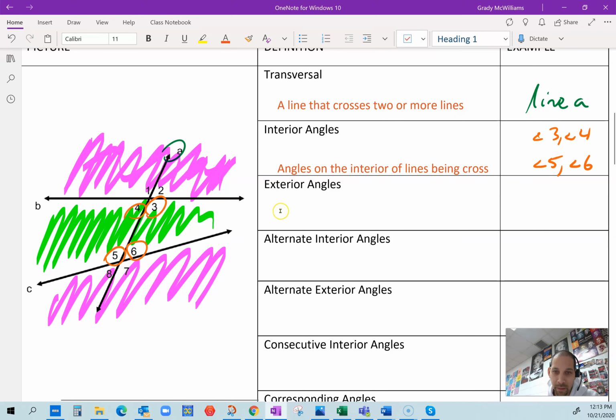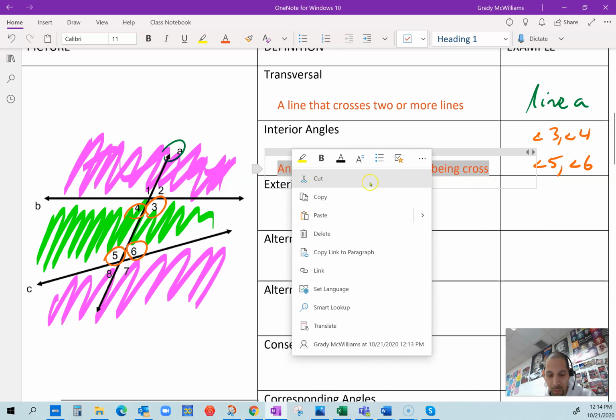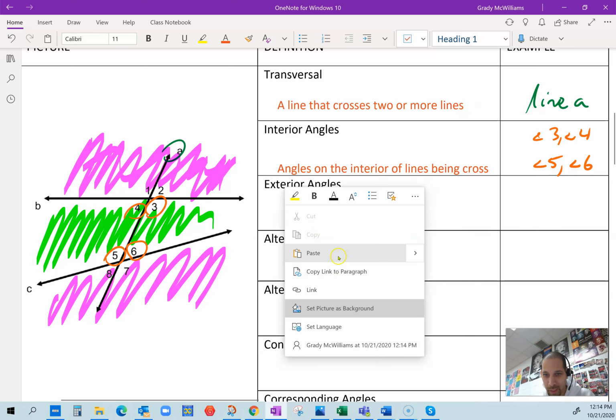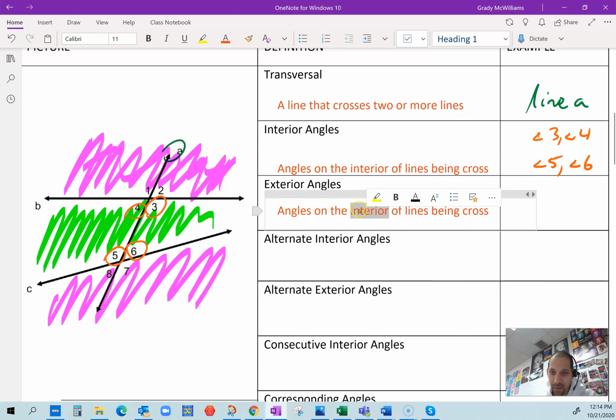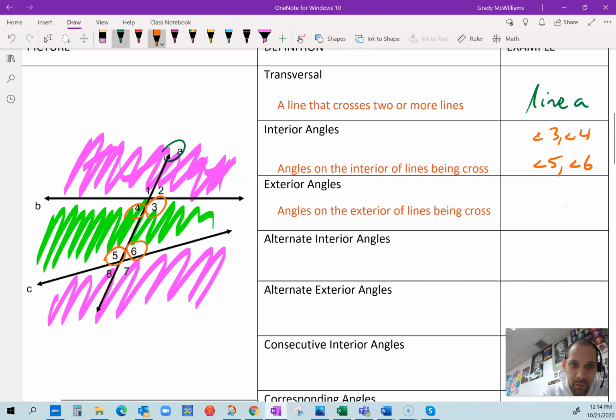All right. Exterior angles is the same idea, except for now we're going to talk about angles that are on the exterior. You shouldn't really use the word in the definition, but that's the best I got. So we'll say angles on the exterior of the lines being crossed. And in this case, let's go with a different color. How about this yellow right here? So that's this exterior, exterior, exterior, exterior. So angle 1, angle 2, angle 7, and angle 8 in my particular picture.